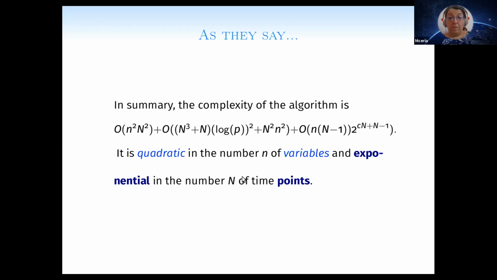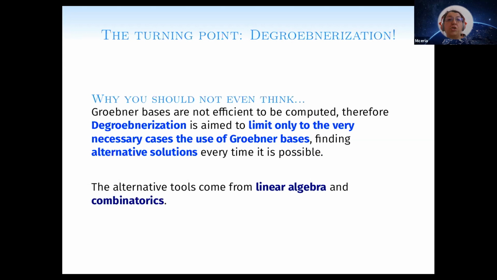The paper by Laubenbacher and Stigler also states their complexity, and it is completely correct: it is quadratic in the number of variables and exponential in the number of points. What we want to do is improve this complexity by changing the approach. In particular, the approach that we use is the one of degroebnerization. And now I will explain a bit more what this degroebnerization is.